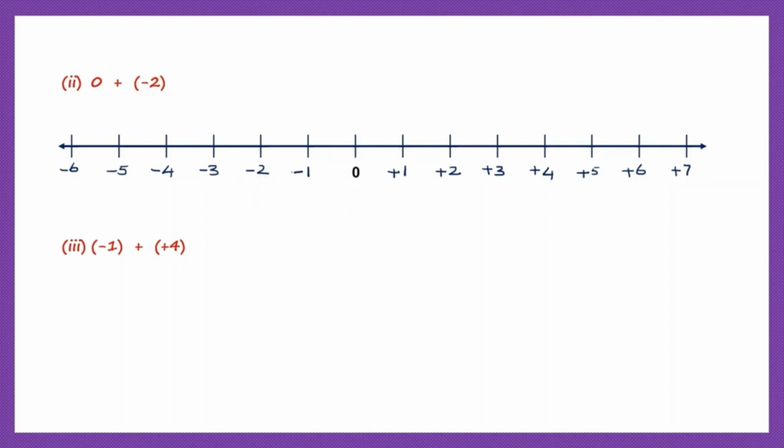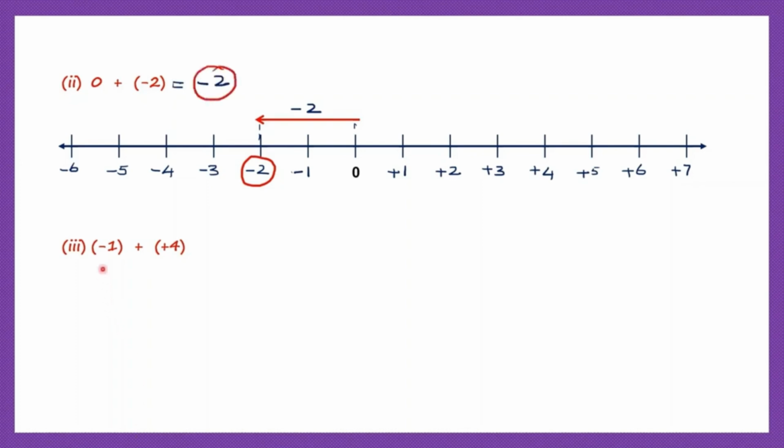So let's begin. We can begin from 0 and we're going to move 2 places to the left because it is minus. So we've moved 2 places to the left. So this is minus 2 and we've reached minus 2 here. So this is our answer. So here let's write that. The answer is minus 2. So we've got our answer.